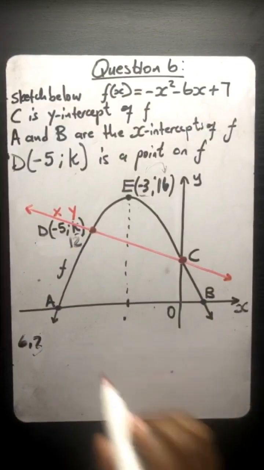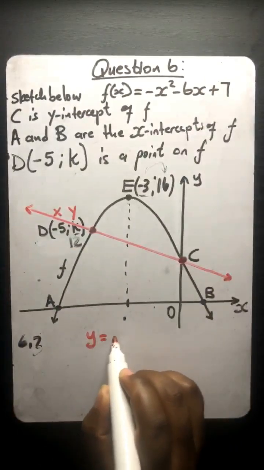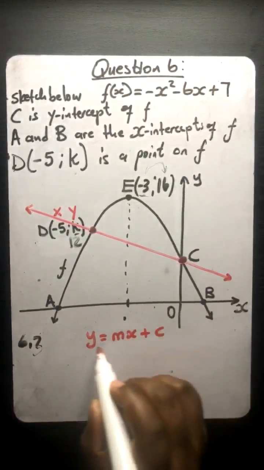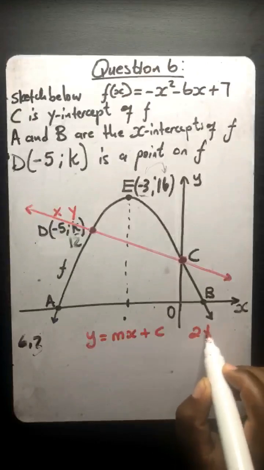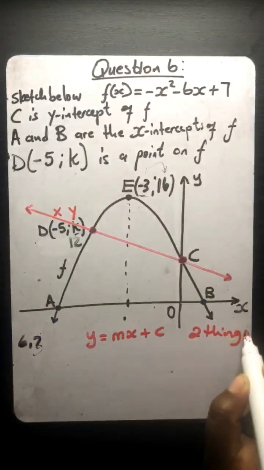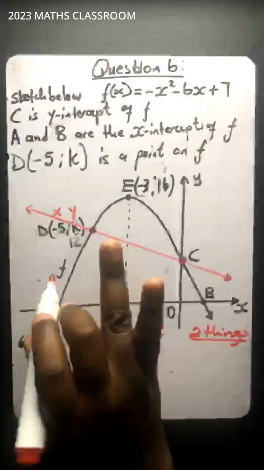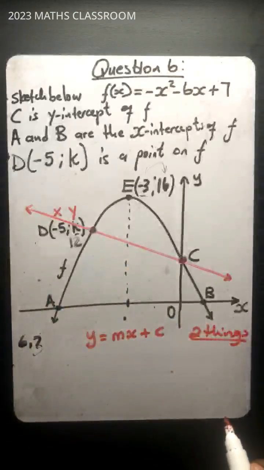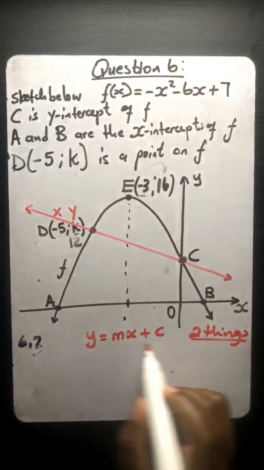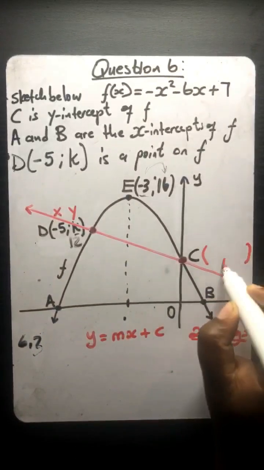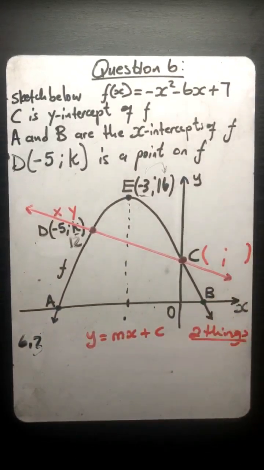I'm not sure if you remember that the standard equation of a straight line is that. And I said that to determine an equation of a straight line, we need two things: one point and the gradient, or two points. Those are the two possible things you might need. I'm pretty sure you already know the coordinates of point C. Anyone who knows the coordinates of point C?